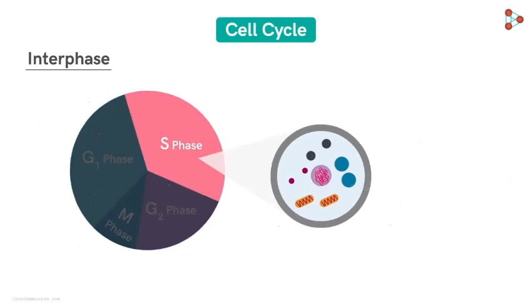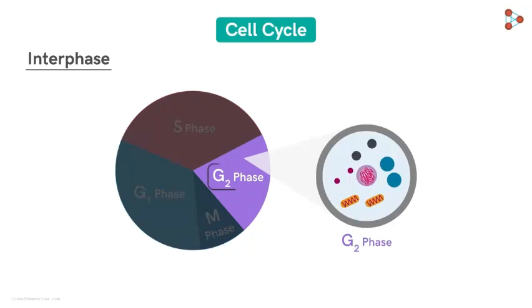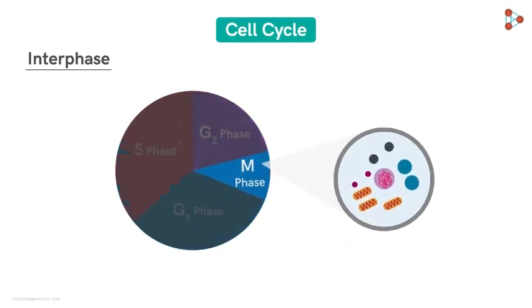The next step in the process of the interphase is the second gap phase, abbreviated as G2 phase. This phase allows the cell to grow more. Along with the enlargement in the cell size, the cell also makes more proteins and organelles. The most important function of this phase is that it prepares the cell for mitosis. This phase helps the cell to prepare for the actual cell division in the M phase.